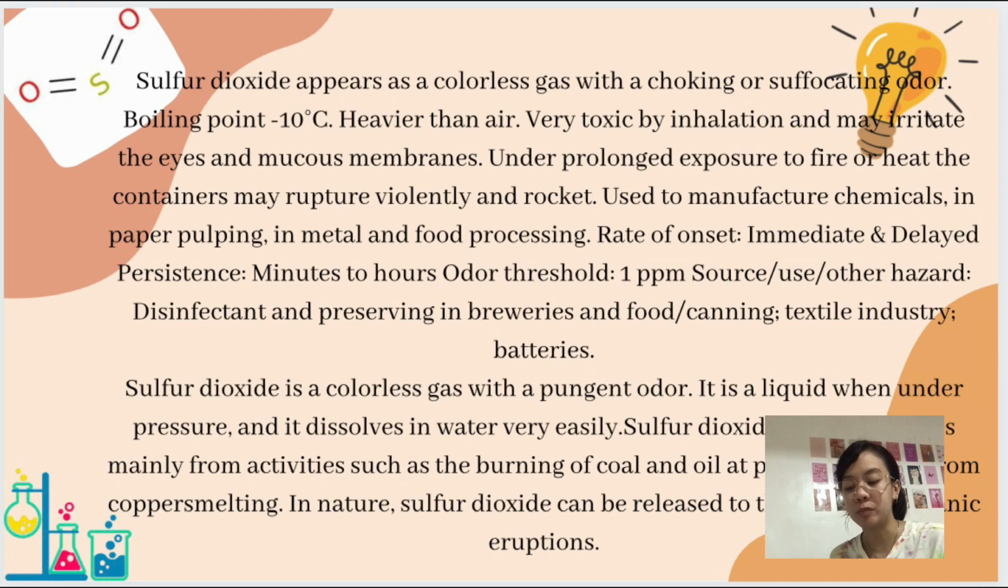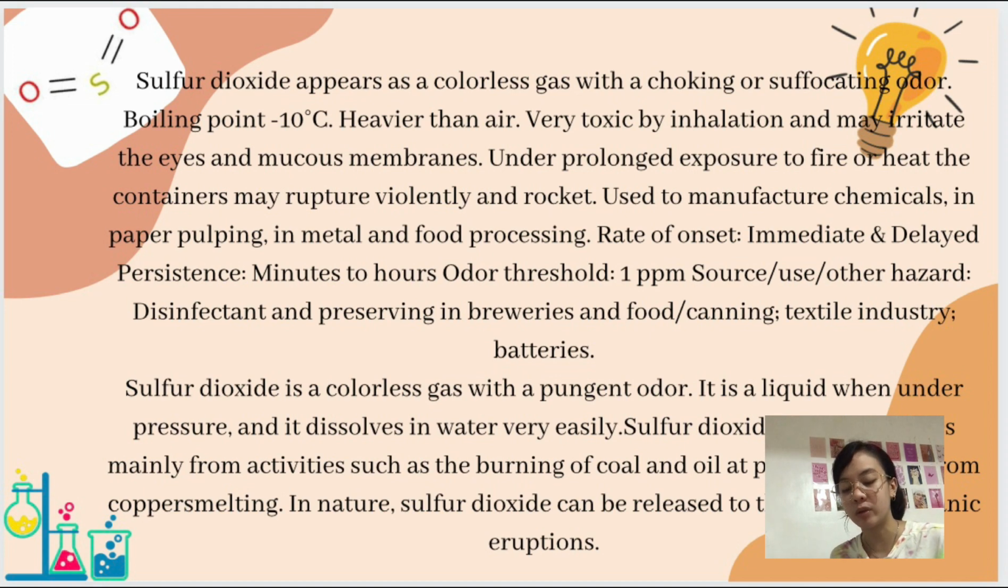Under prolonged exposure to fire or heat, the containers may rupture violently and rocket. Used to manufacture chemicals, in paper pulping, in metal and food processing. Rate of onset: immediate and delayed; persistence: minutes to hours. Others, batteries. And sulfur dioxide is a colorless gas with a pungent odor.